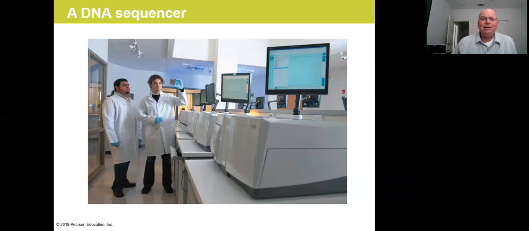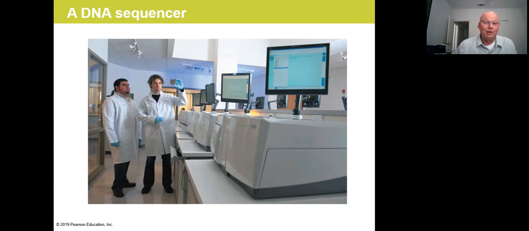This is why it is so easy now to completely sequence a person's genome, about 3 billion nucleotides, in less than 48 hours. Because you don't try and sequence the whole 3 billion nucleotides as a unit. You simply cut the DNA up into smaller fragments.